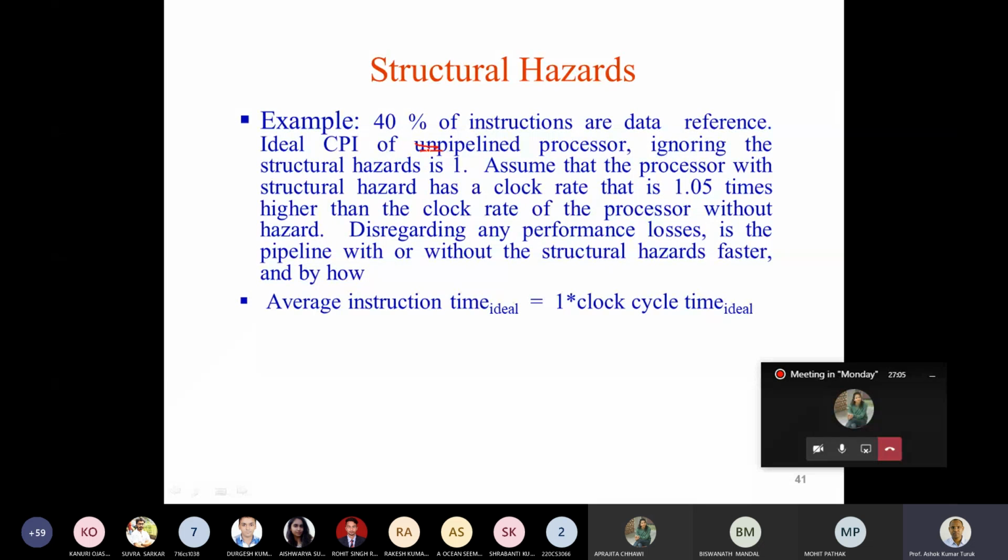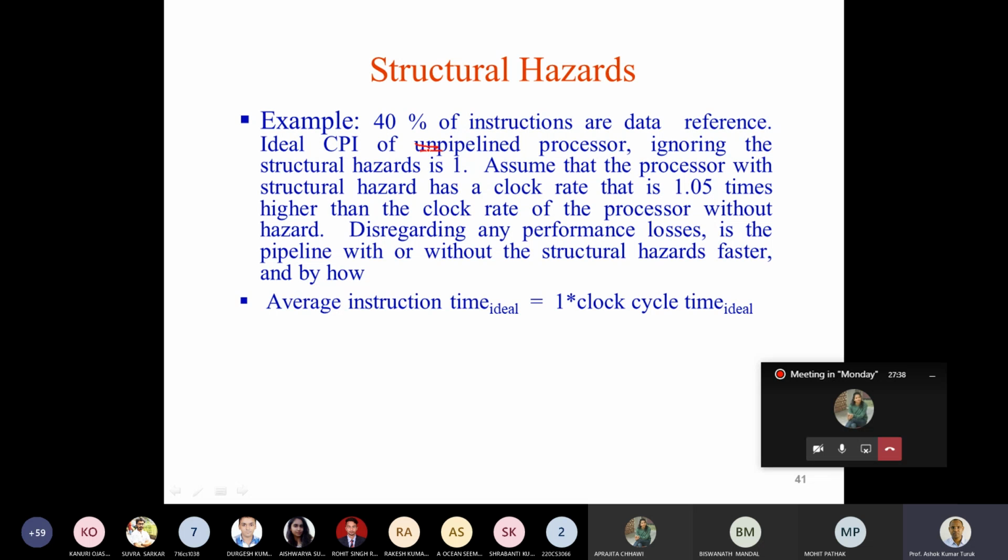So this is the standard equation: the average instruction time is equal to the CPI times the clock cycle time. Now we have two processors. One is the ideal processor that does not have a hazard. The other one is a processor with a hazard. The equation is the same. The average time to execute an instruction in an ideal processor, where the hazard is not going to take place, is equal to CPI of 1 times the ideal clock cycle time.